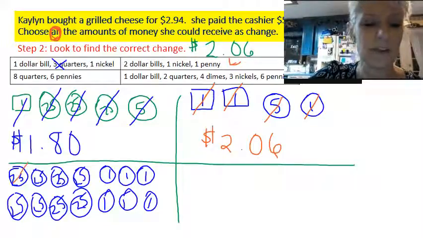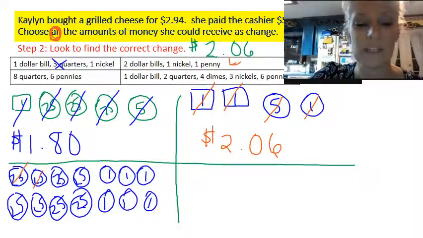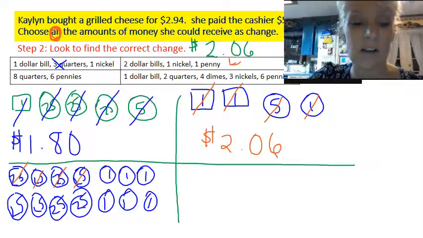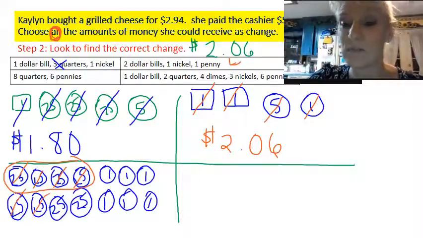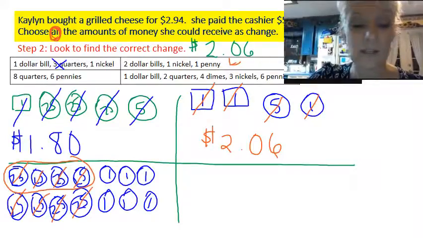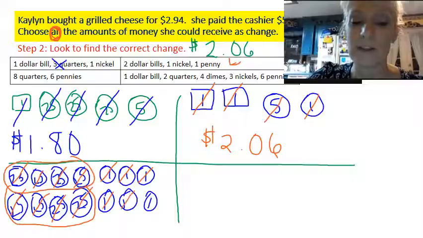I see 25 and 25 makes 50, and 25 makes 75, and another 25 makes $1. I am going to circle my $1. I notice here I have 25 and 25 makes 50, 25 more makes 75, and 25 more makes another $1. So I'm going to circle this other $1 right there. I have 1, 2, 3, 4, 5, 6.